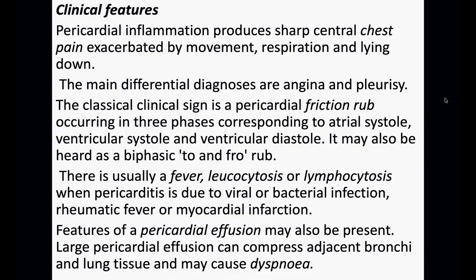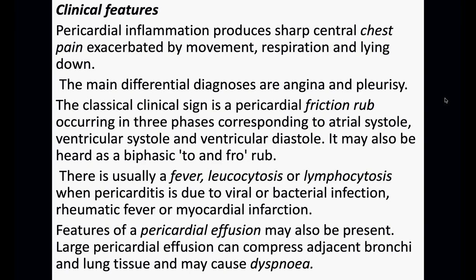How does pericarditis present? Pericardial inflammation produces sharp central chest pain, different from the ischemic chest pain. Here the chest pain is sharp, but in the ischemic chest pain we have dull, aching, burning chest pain. But in pericarditis it produces sharp central chest pain exacerbated by movement, respiration, and lying down.